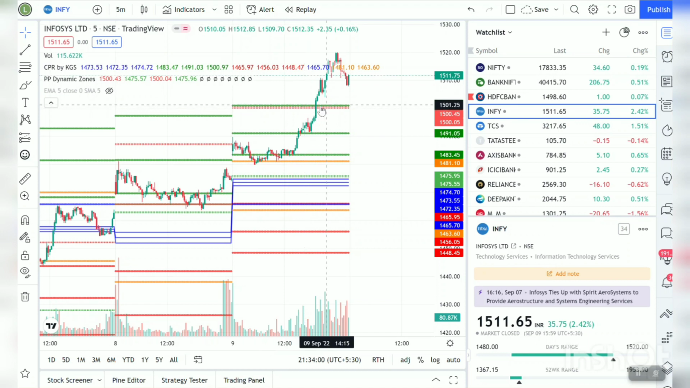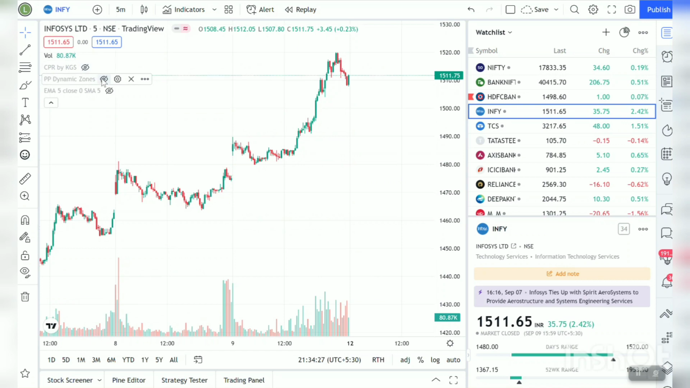And as soon as the 5-minute or 15-minute candle crosses this red indicator or the respective resistance, we can continue in that particular trade. We can move our stop loss a little upper, or trail our stop loss. That's what we can do. And this is how we can use the combination of CPR and dynamic zones for intraday purpose. So this is how I use it.